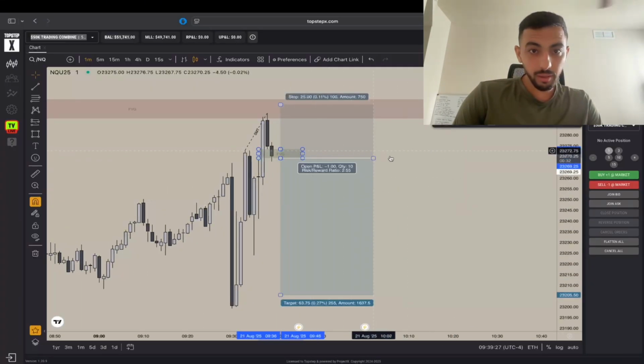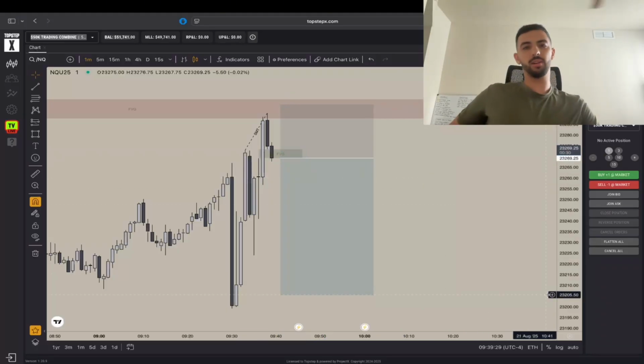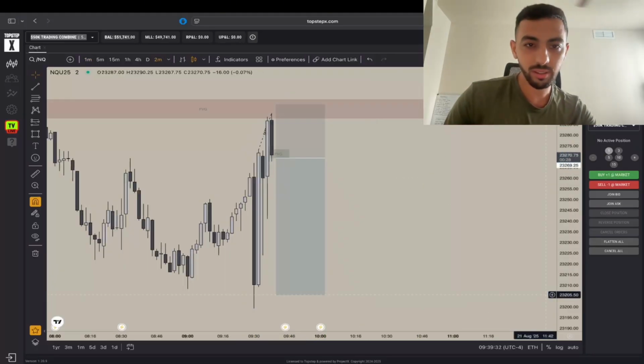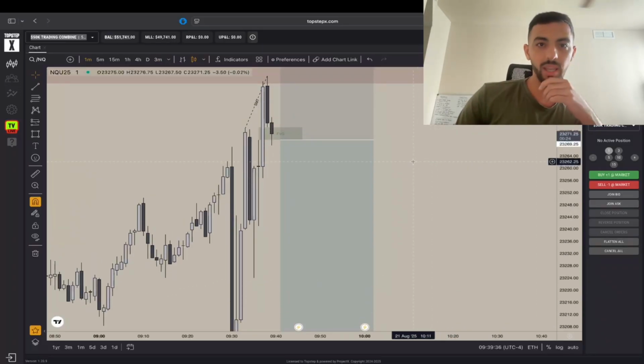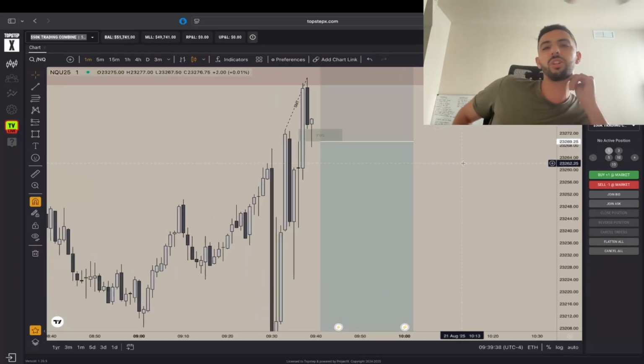So hopefully we get a clean inversion over here. Let's see, we don't have a 2 minute. Yeah, we don't have a 2 minute. We just have this 1 minute. So if we get this 1 minute IFVG, I'm gonna enter for shorts.